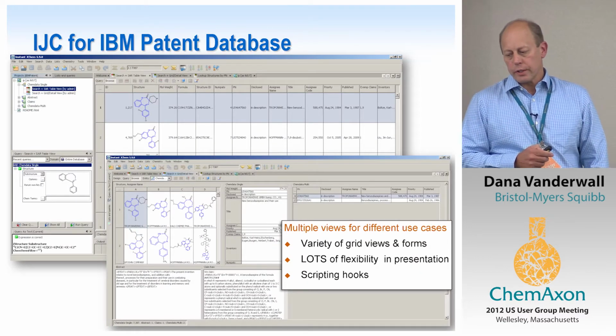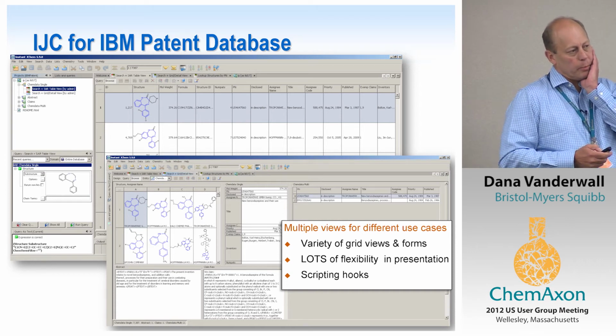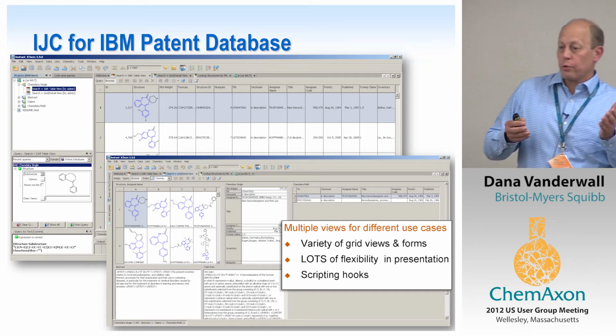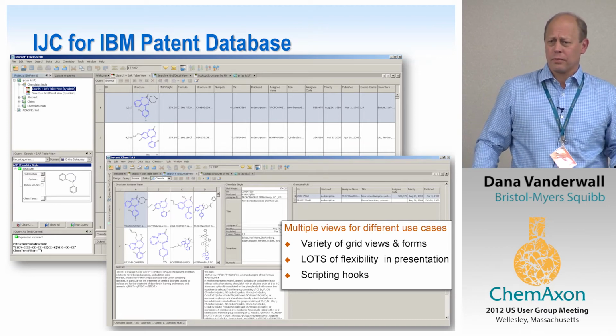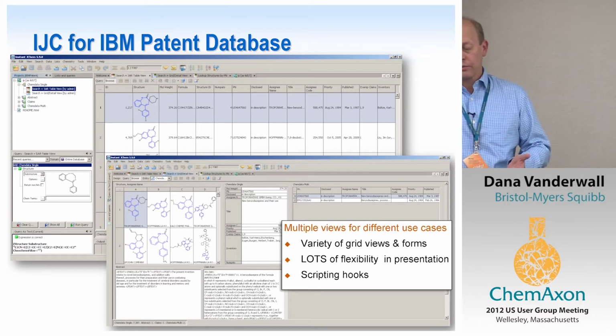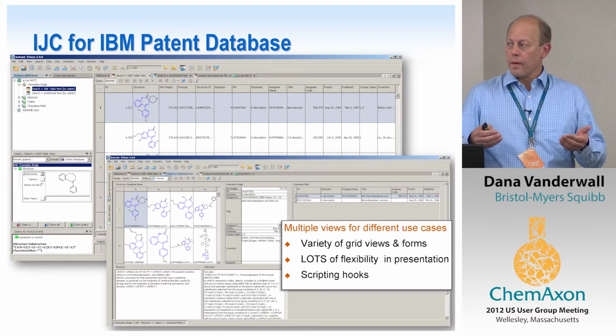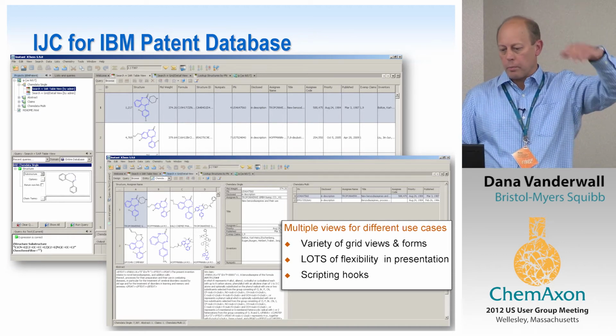So this is just a couple of screenshots of what it looks like. And when we first started talking to people in-house about using Instant JChem for patents, they said, oh, you mean those big text documents? Well, how's that going to work? That's not going to work out very well. But actually, it's not bad because you've got the sections of the patents. You're not going to stream all of the text in one box, right?